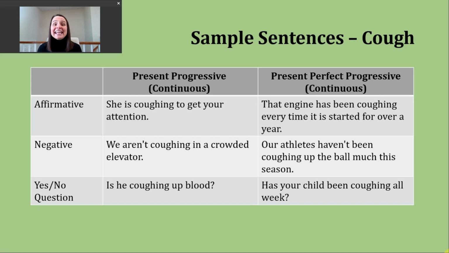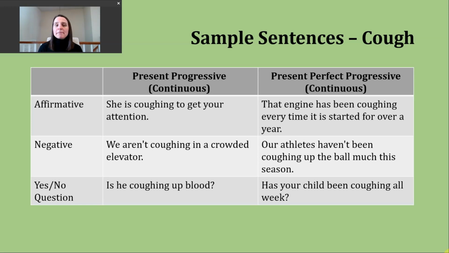If you want to make a negative present progressive sentence, just insert not after your be verb. So this is going to come up with am not, and then the ing form of the verb, is not, and the ing form, or are not, and the ing form.